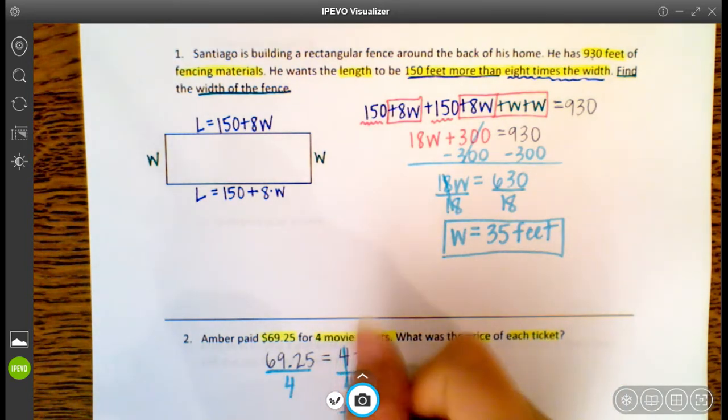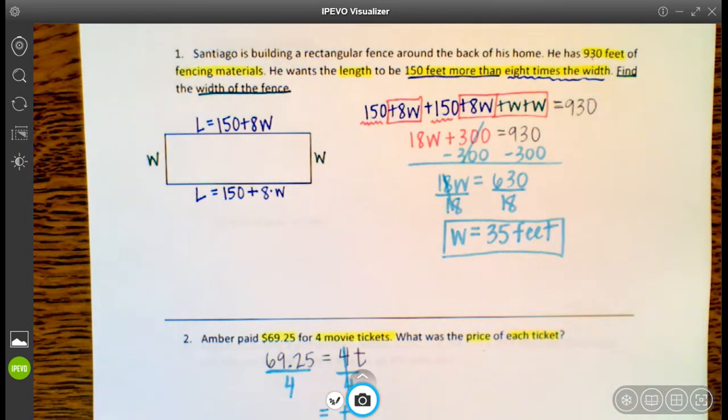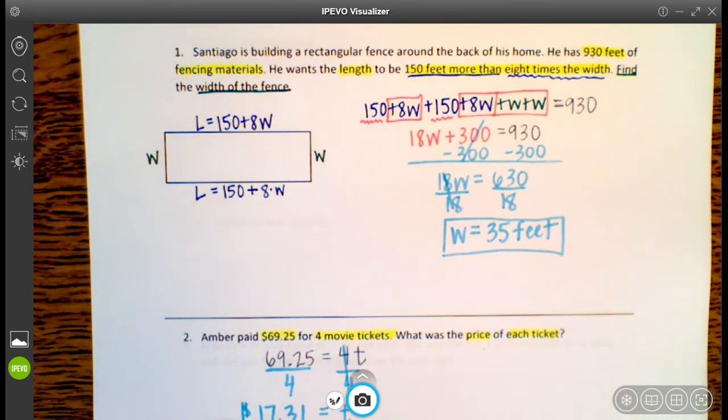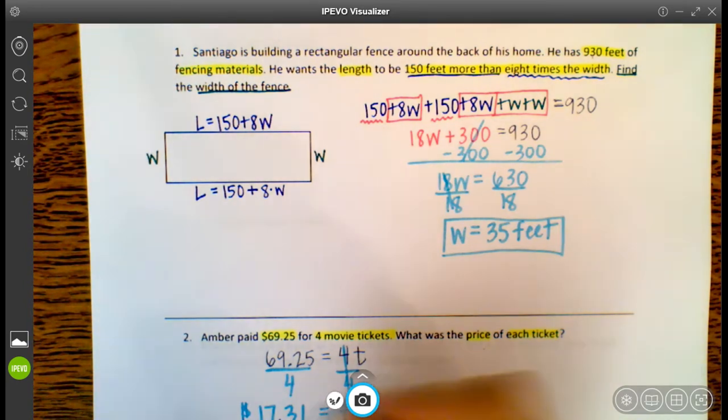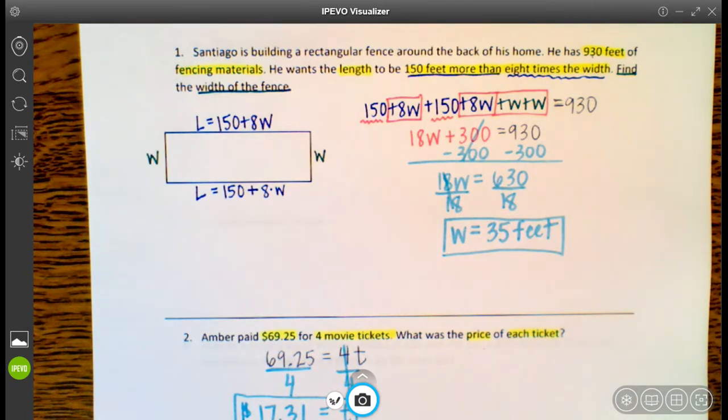So each individual ticket would cost approximately $17.31. Don't forget your dollar sign so that I know you're talking about money. So one ticket is going to cost that amount based on what was told. All right, let's take a look at number 3.